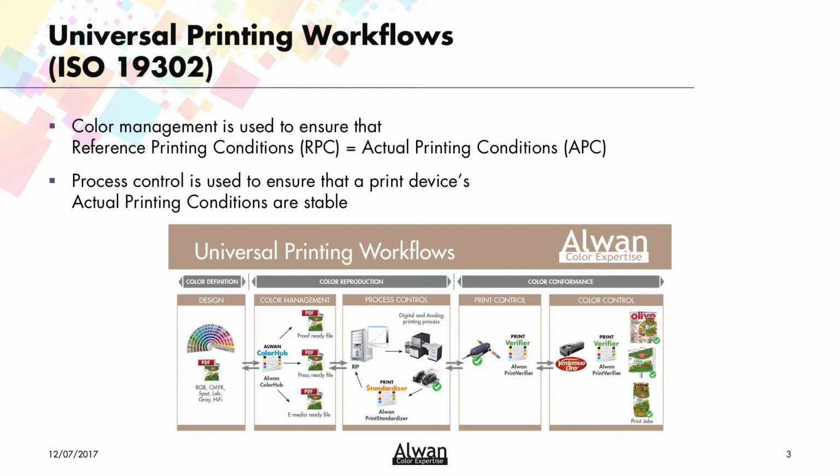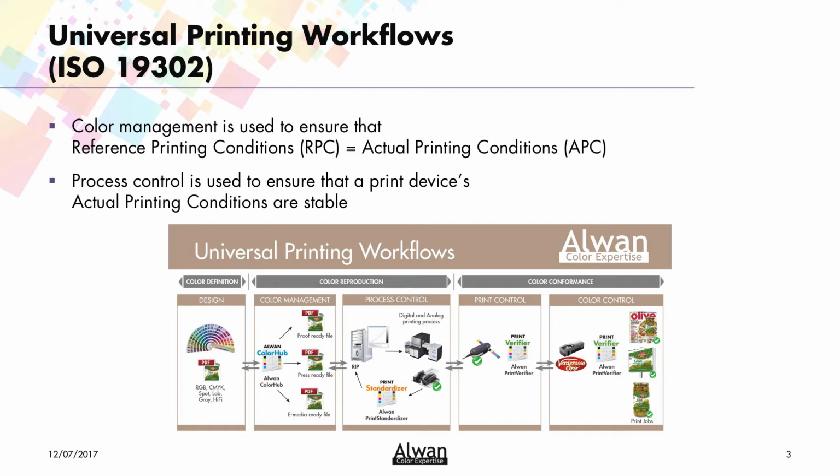Okay, so let me start by reminding why we need profiling. As you know, in a color managed workflow, color management is needed in order to adapt incoming color data to the output process. So in technical terms, we say that we need to adapt the reference printing conditions that have been used to define colors, brand colors or visual colors, with the actual printing conditions and capability of the output device. This is basically what color management is.